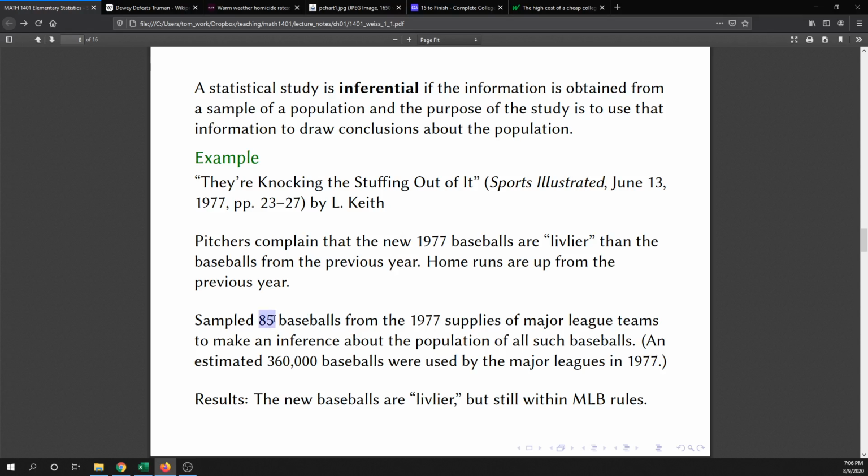They took a sample of 85 baseballs and looked at their characteristics to see what you can say about the population of baseballs. The results were that the new baseballs were, in fact, livelier than the previous years', but still within the Major League Baseball rules. So that's an example of an inferential study. You're taking a sample and studying the sample to make some conclusion about the population.